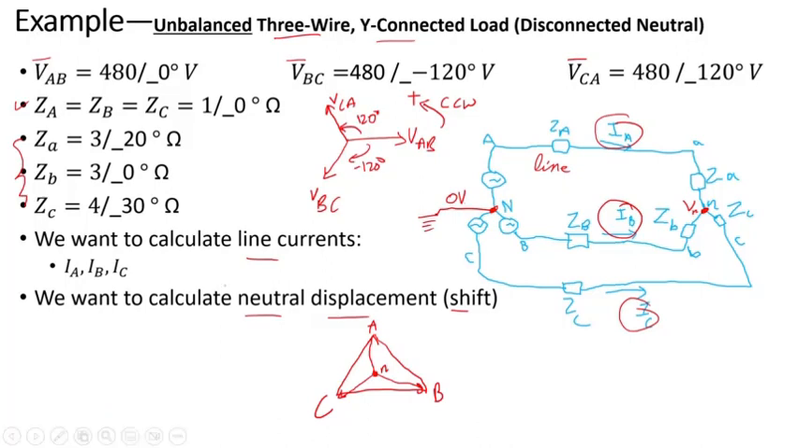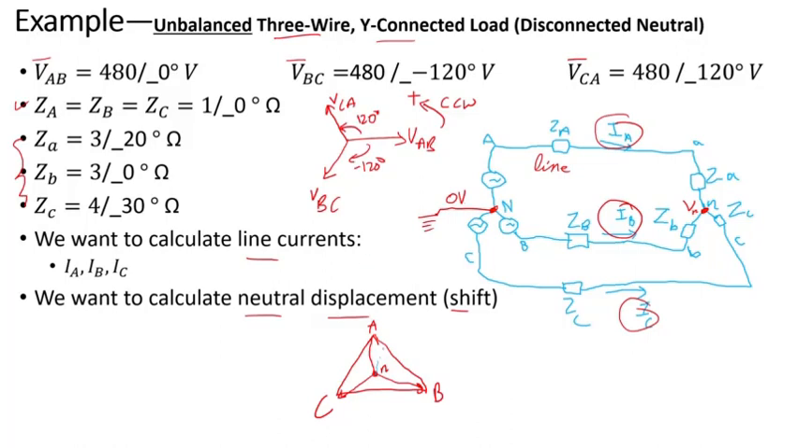Now let's assume, in our case, the load is not balanced. So now this end will shift. It's not going to stay at the center of the triangle. It might shift, depending on the unbalance and everything, but it's going to shift. That's what we mean by shift or displacement. So the neutral might shift to this point here, for instance.